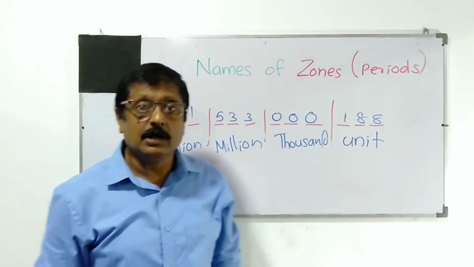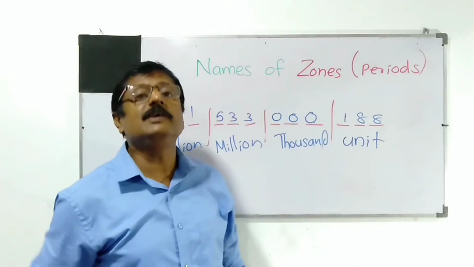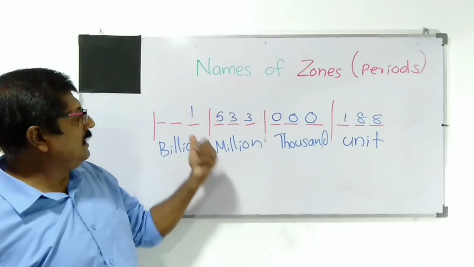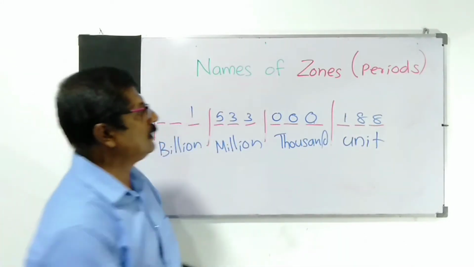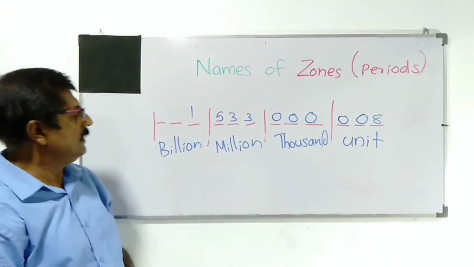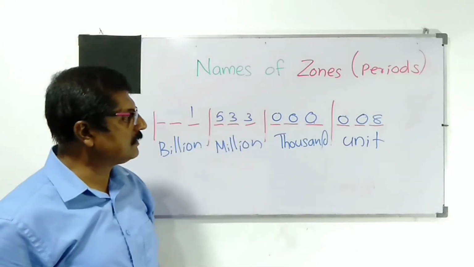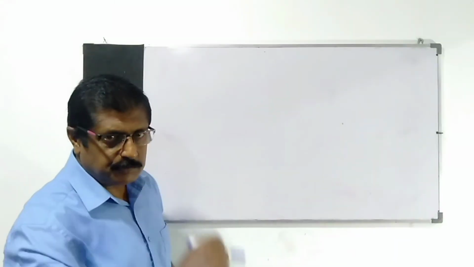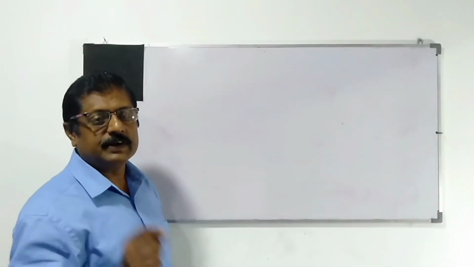1,533 million, do you say 0,000? No, we don't say that. 1,533 million, 188. 0, 0. How can we read this? 1,533 million, 8. Now you know how to read a number given in numerals.